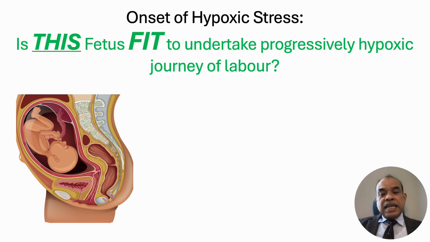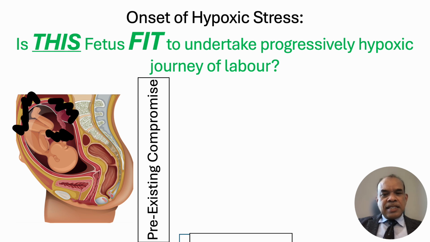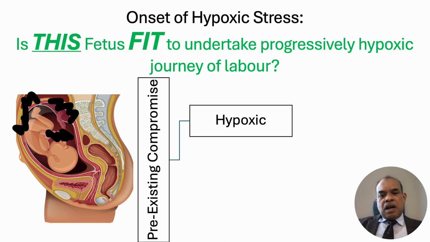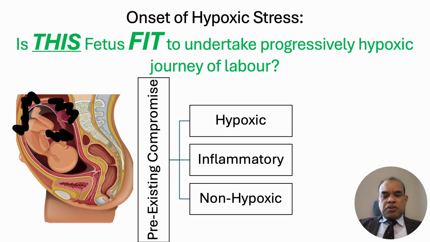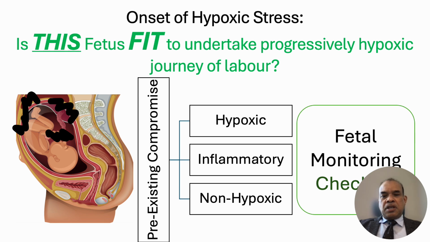So the next question is, if a woman comes to us and she has just started labor, or she is coming for induction of labor, when we know that we are going to increase the stress to the fetus, hypoxic stress, the question is: is this fetus fit to undertake the progressive hypoxic journey of labor? The fetus also may come to us with pre-existing inflammatory stress or non-hypoxic stress. And that is why we have designed the fetal monitoring checklist to detect these problems, so that we can answer this question.